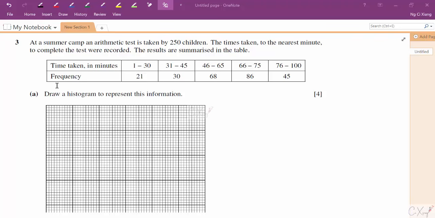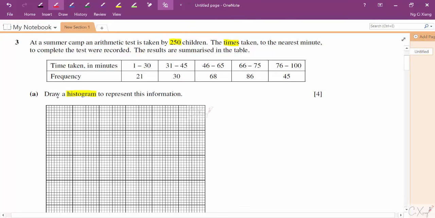Okay, so now we come to question number 3. There's a summer camp. At the summer camp, arithmetic test is taken by 250 children, and then they are talking about the times taken, all right, to the nearest minute to complete the test were recorded. So the results are summarized in the table. So this is the table that we have. Okay, so first question, they want us to draw a histogram to represent this information.